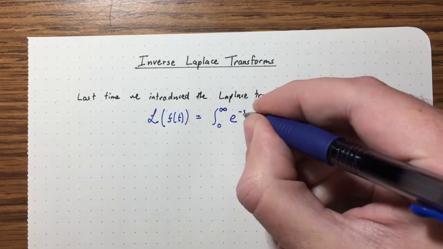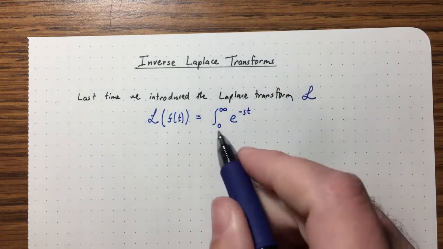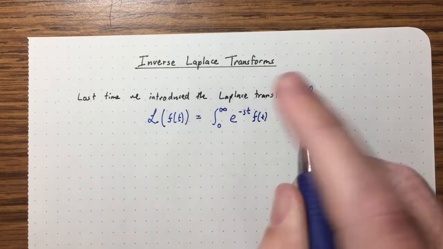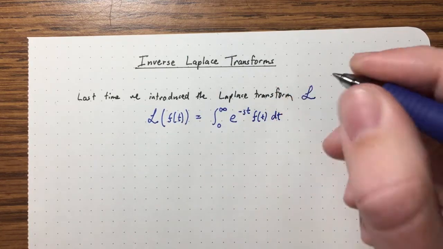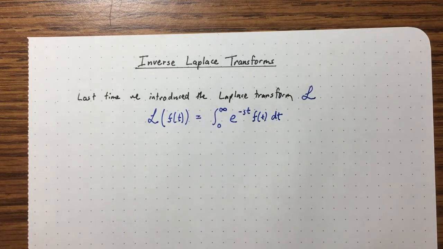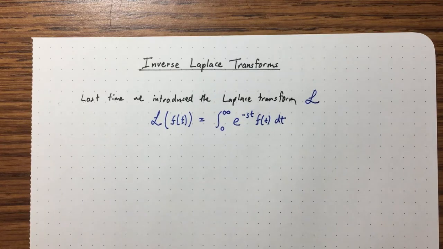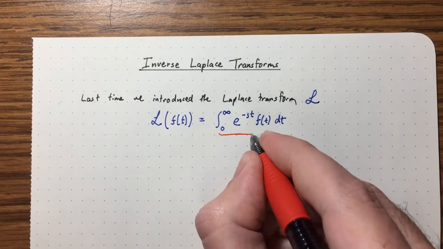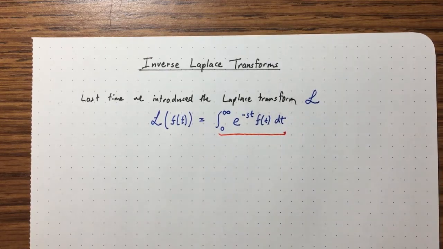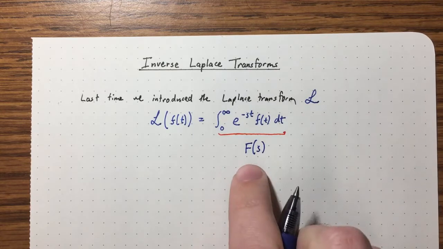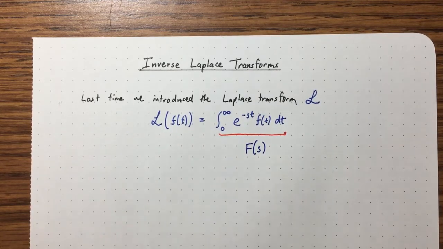To be precise, it's this integral, 0 to infinity e to the negative st of our function f of t dt. It's an integral with respect to t, so the t actually goes away when we plug in these bounds, and we're left with a function of s. Recall we also denote this by just capital F of s. So capital F of s is the Laplace transform of little f of t.